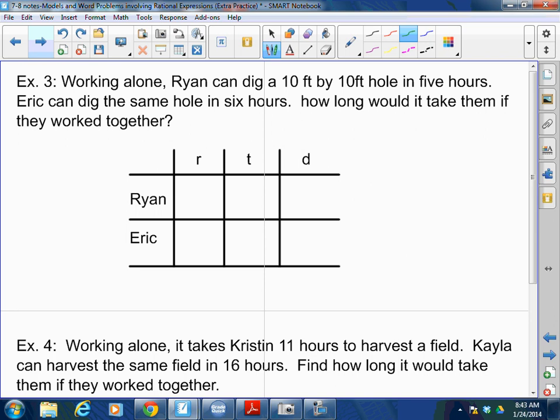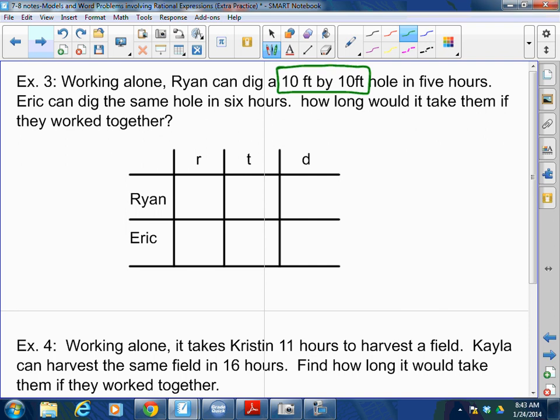Working alone, Ryan can dig a 10-foot by 10-foot hole in 5 hours. Nobody cares about how much work the job entails. That's one job done. Doesn't matter what they're doing, how many of it they're doing, how many they're cleaning, how many they're filling, how many they're making, how many they're breaking. What counts is that that's the job.